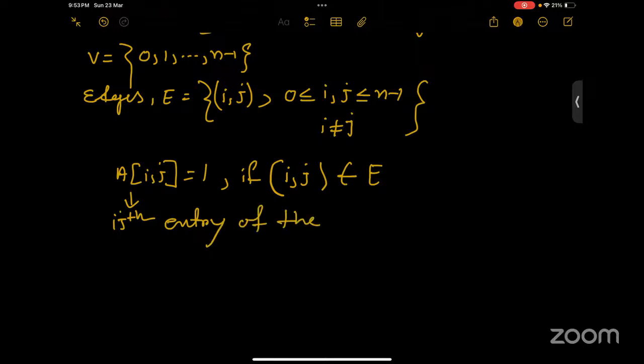That means the ith row and jth column, right? It says (i, j) belongs to the edge set. So if there is an edge from i to j, then there will be a 1 in the ijth entry. So i and j are the vertices, and the pair (i, j) is the edge.